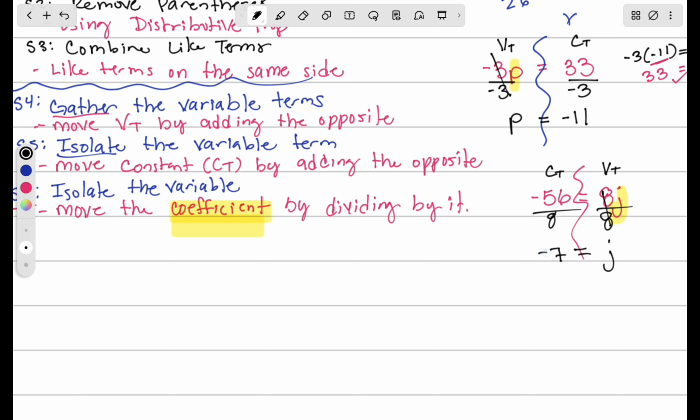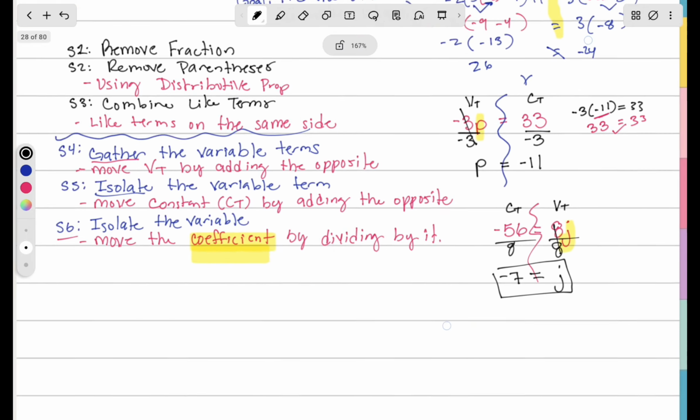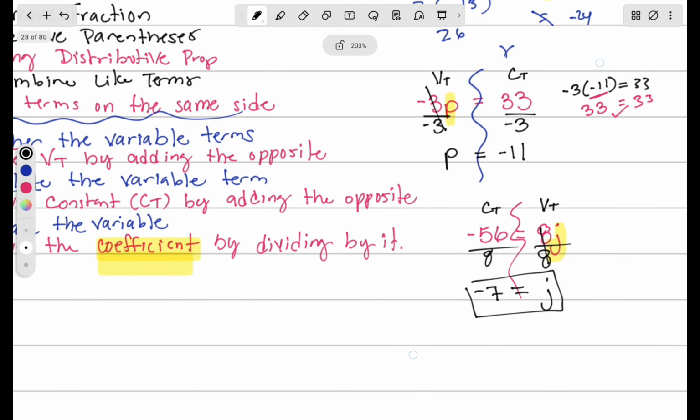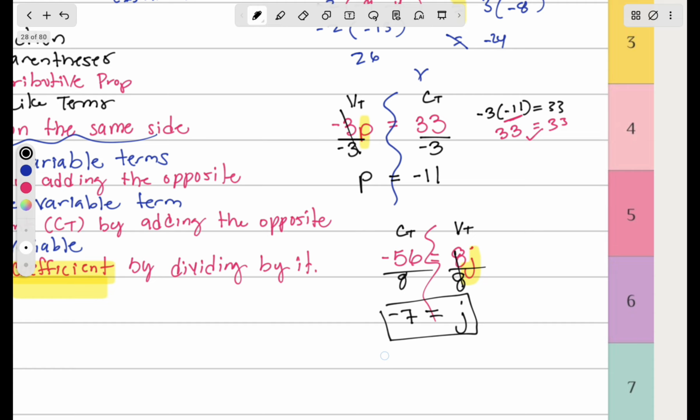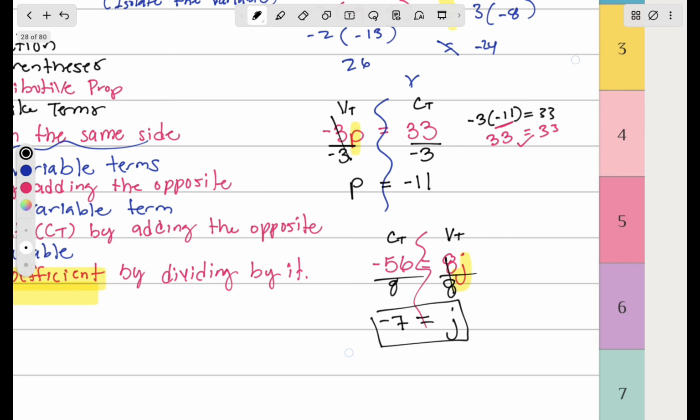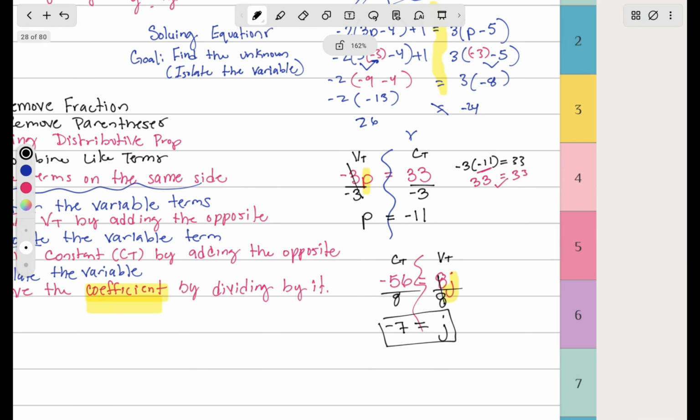There you go. That's the end of the problem. You don't have to flip it around. -7 equals J, the same thing as J equals -7. All right. So rule 6 always looks like that. It always looks like a variable term except from a constant term. You shouldn't be adding and subtracting when you see this. All right, let's move to the next step.